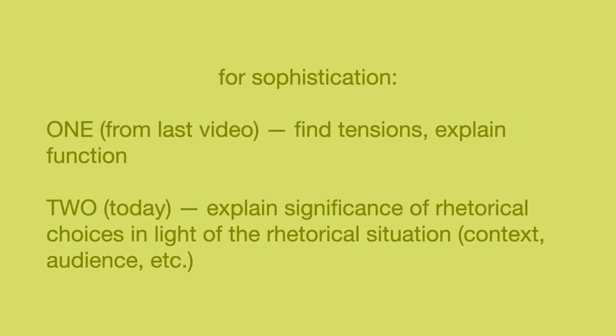Alright, that's it. You now have two methods for earning sophistication on rhetorical analysis. Method number 1, find tensions in the passage and explain their function. Method number 2, explain the significance of rhetorical choices using the rhetorical situation, such as audience, context, or purpose. Use whichever method fits the passage better. Some passages have obvious tensions, others have clear audience or historical contexts, or use both in different paragraphs. Practice both methods so you're ready for whatever AP Lang throws at you.